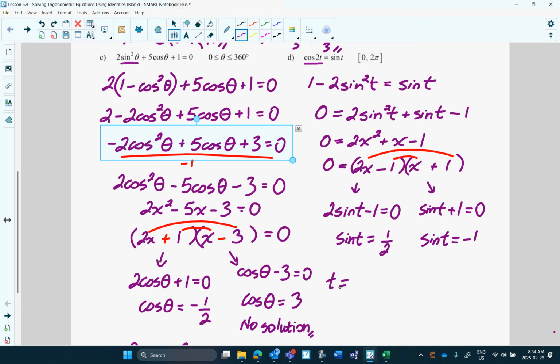What's the difference between T and theta? One is an Arabic-based letter and the other is a Greek-based letter. So why would you switch it? Because sometimes we don't use X all the time. Sometimes we don't use theta all the time. Sometimes we use other letters. So it means the same thing? It's an unknown.